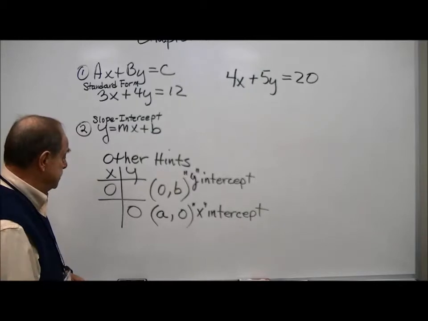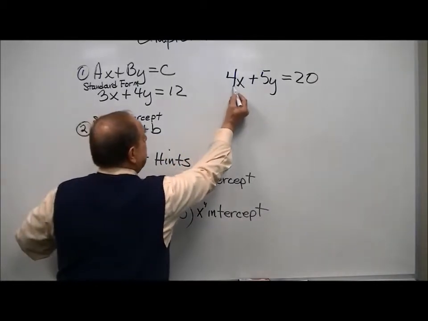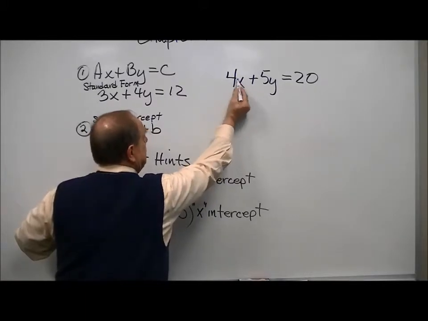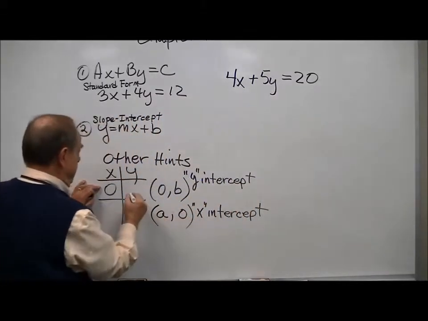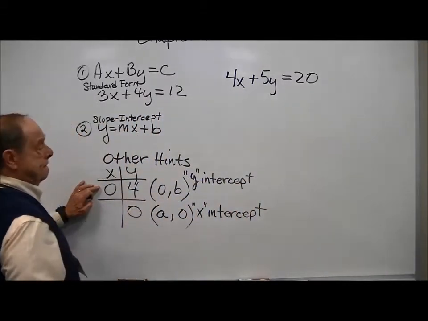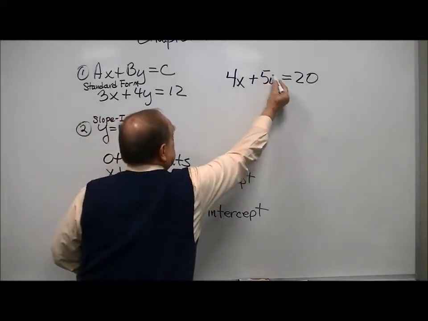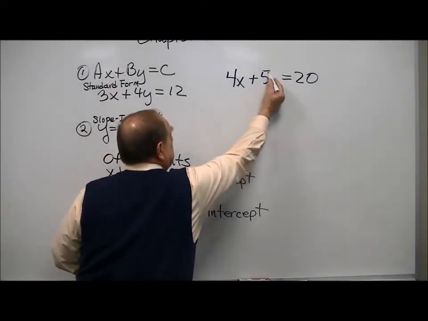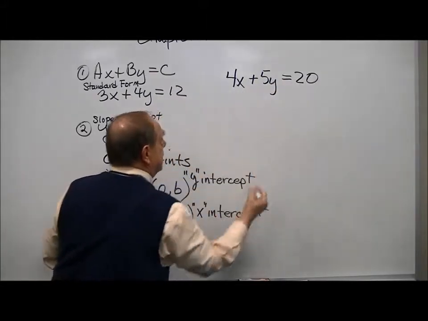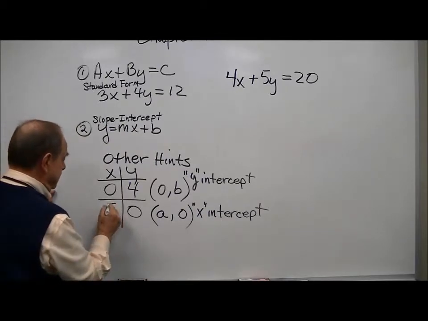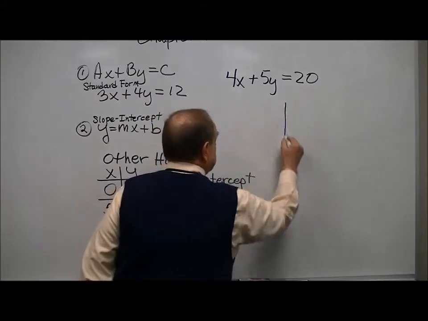So let's go on and do it. We're saying if X is 0, 4 times 0 is 0. Now we're going to divide both sides by 5, and we get Y is 4. And then if Y is 0, 5 times 0 is 0. We're now going to divide both sides by 4, and we get X is 5. So there are our 2 points.